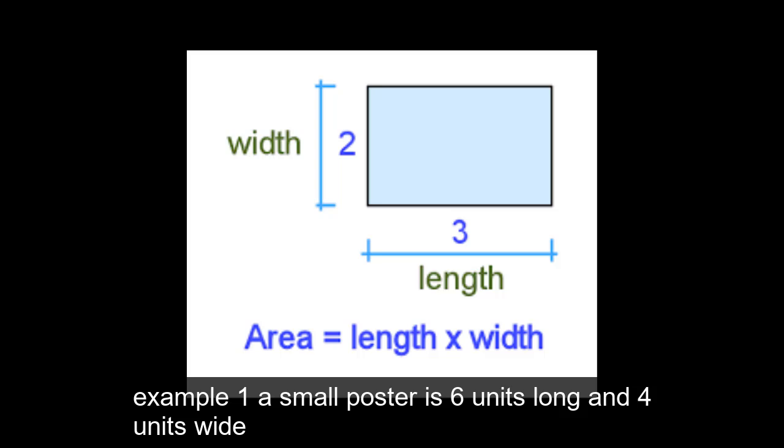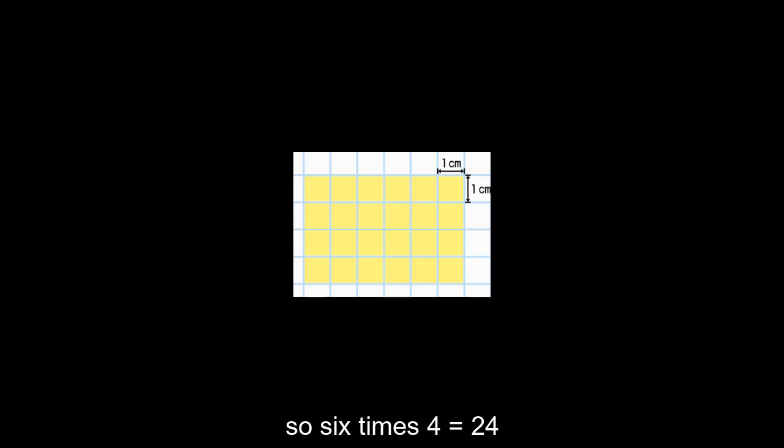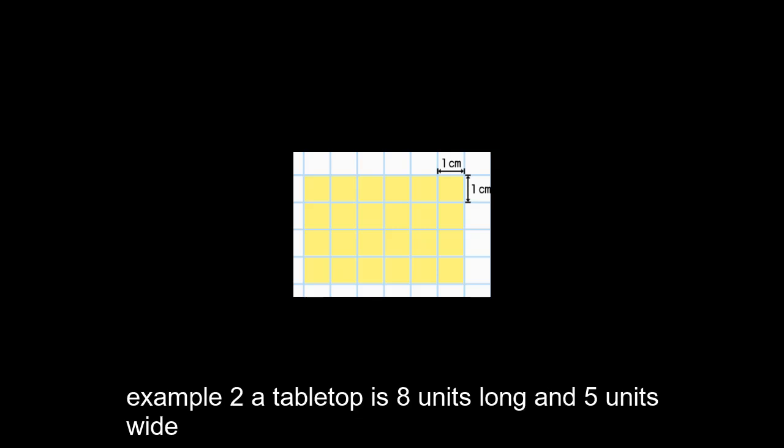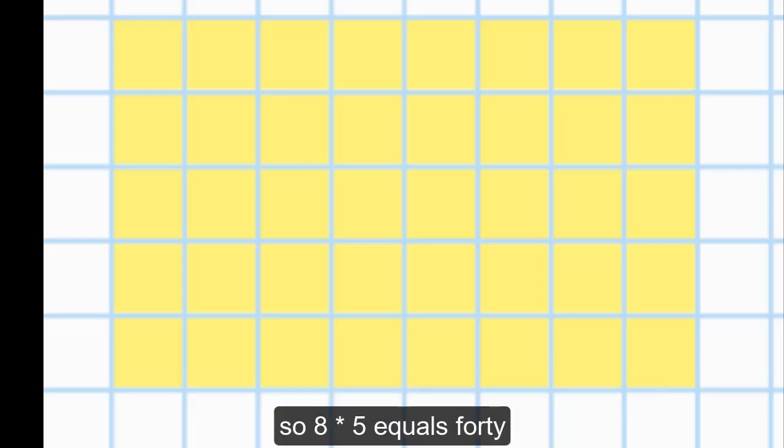Part 8. Let's try a few examples. Example 1. A small poster is 6 units long and 4 units wide. That means there are 6 squares in each row and 4 rows. So, 6 times 4 equals 24. The area is 24 square units. Example 2. A tabletop is 8 units long and 5 units wide. So, 8 times 5 equals 40. The area is 40 square units.